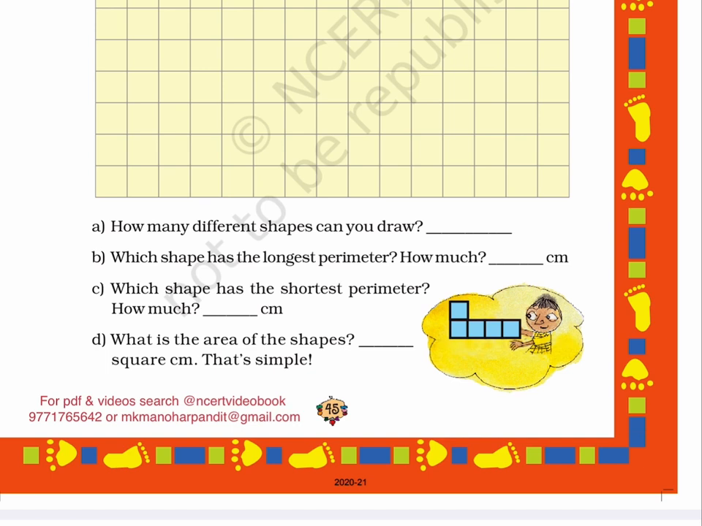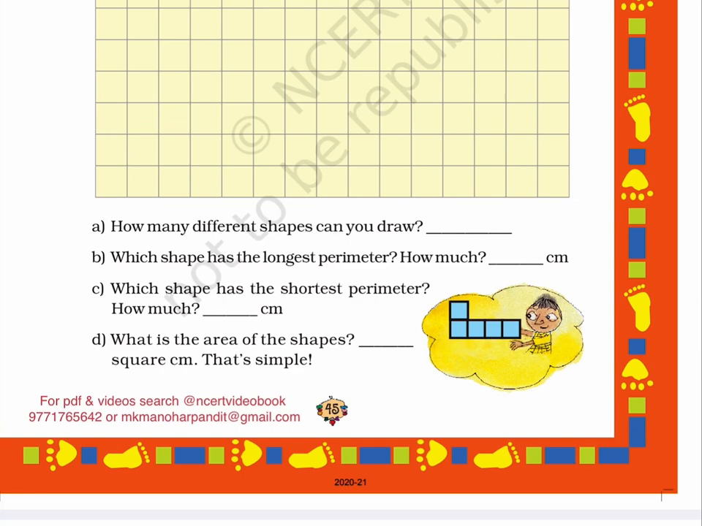Which shape has the longest perimeter? How much? Dash centimeters. Part C. Which shape has the shortest perimeter? How much? Dash centimeters. Part D. What is the area of the shapes? Dash square centimeters. That's simple.